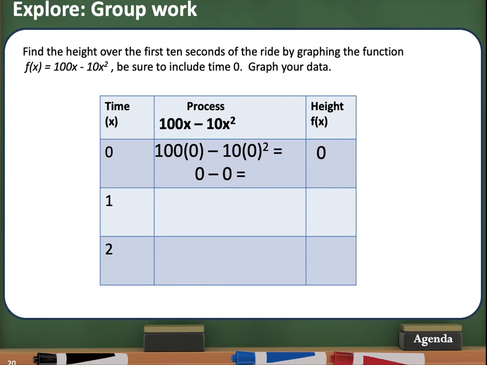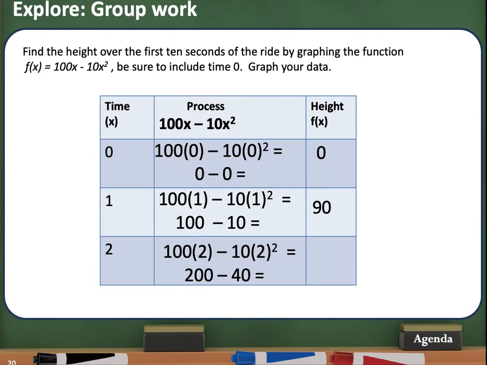Then 1 second later, let's see how far it is off the ground. So again, you take the 1, you plug it in both places for x, follow the order of operations: 1 squared, 1 times 10 is 10, 100 times 1 is 100, and now it's 90 feet. And you're going to do that with 2: put 2 in for x in both cases, 2 squared, 4 times 10, 2 times 100 is 200, and now we know we got that.